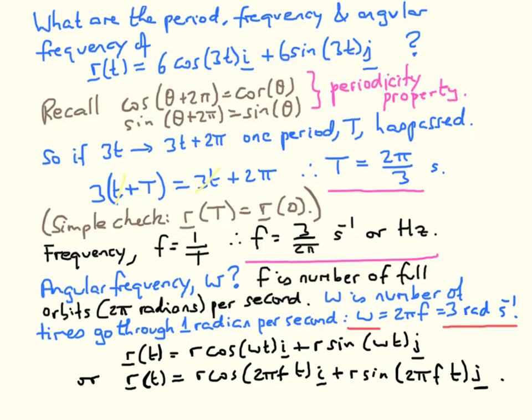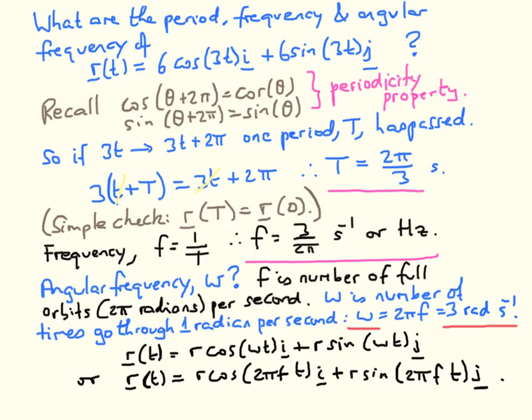Another way of writing this, but it involves extra 2 pi factors, so it's not as simple as writing this, is to say that the position vector is the radius times the cosine of 2 pi times the frequency times t in the i direction, plus r times the sine of 2 pi times the frequency times t times j, the unit vector in the j direction.